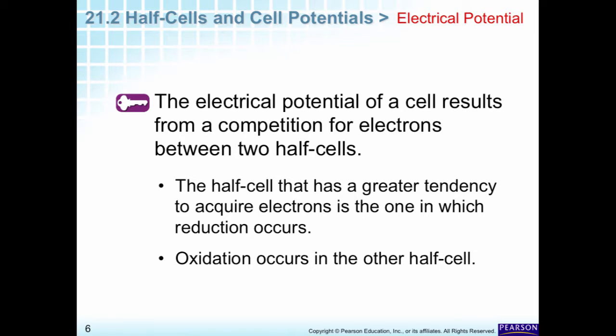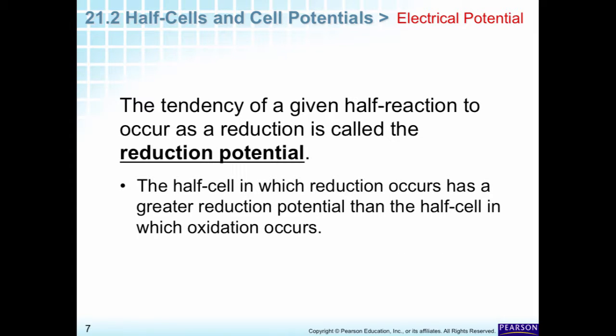And we're going to talk about one of the half cells having a greater tendency to acquire electrons, so that one tends to be reduced, and the other one is going to be oxidized. Okay, so they're competing for the electrons, so there's a difference, and one's going to receive the electrons and one is going to give up the electrons, and therefore a potential is created. We usually measure these as reductions. So usually we're going to look at the tendency of something to be reduced.